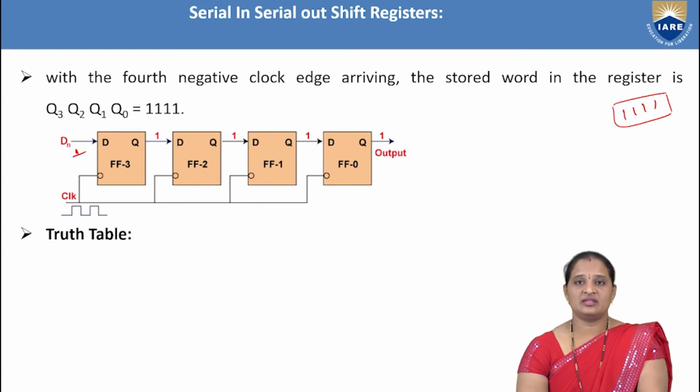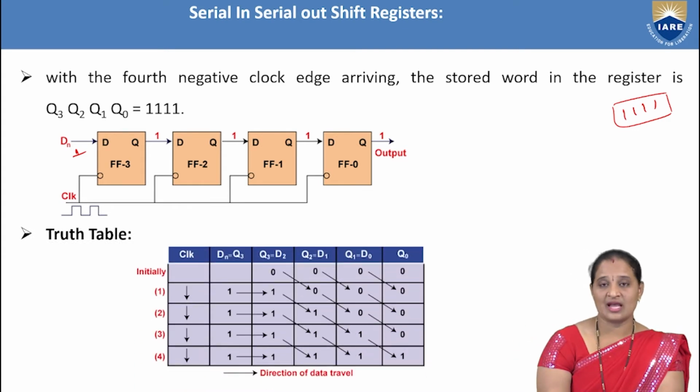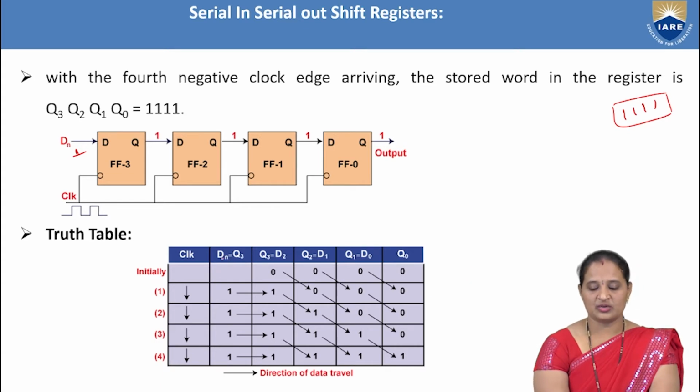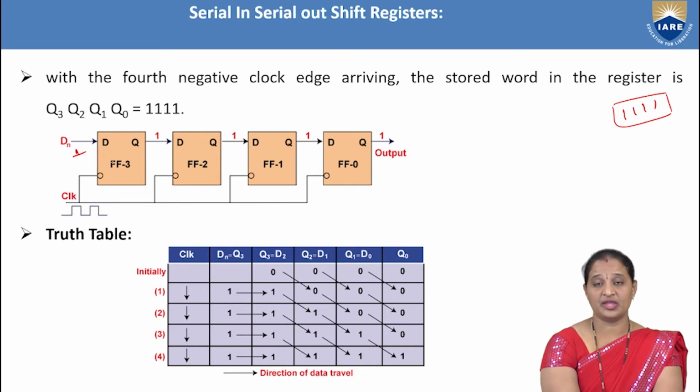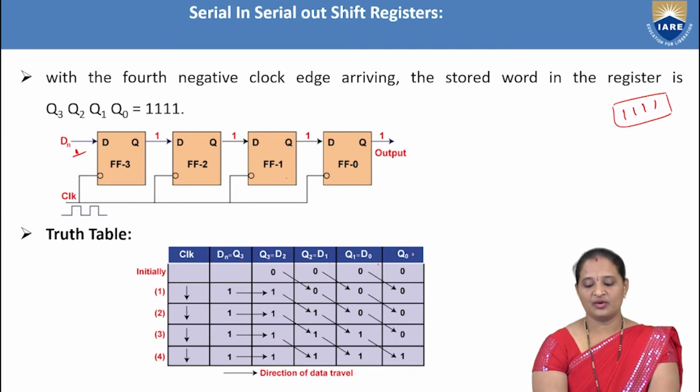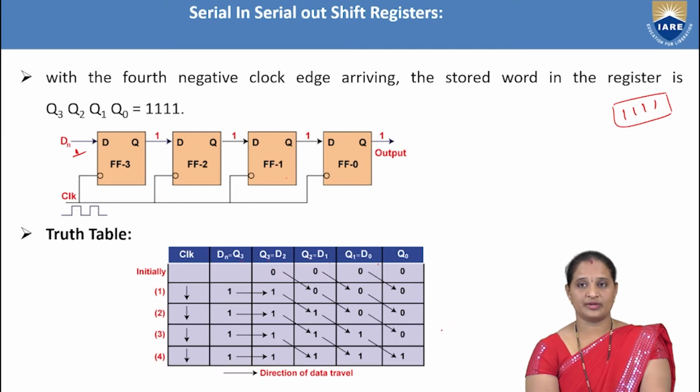So now let us see the truth table of this. Here, as I told you, we have 4 flip-flops. D in is given as the input to the third flip-flop, whose output is taken as Q3. And Q3 is given as input to the second flip-flop, so Q3 is equal to D2. Q2 is given as the input to the next flip-flop, that is, Q2 is equal to D1. And Q1 is equal to D0. And finally, Q0 will be taken as output.